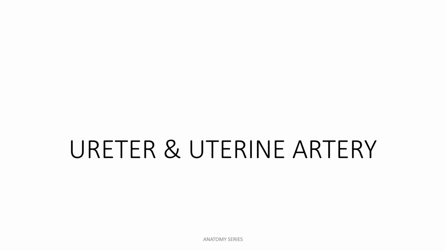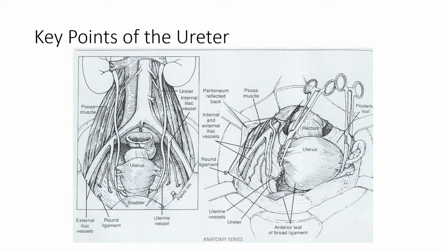In this video, we will see the relation between the ureter and the uterine artery. Here, we can see that this is the ureter and this is the internal iliac artery. So, in the pelvis, the ureter runs medially to the internal iliac artery, and both of them are going parallel.